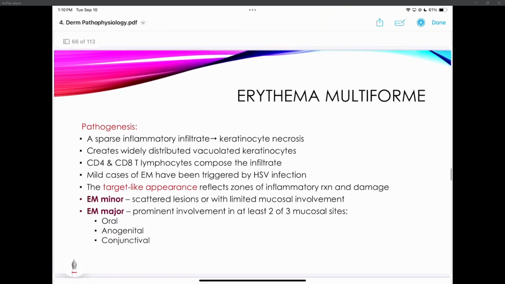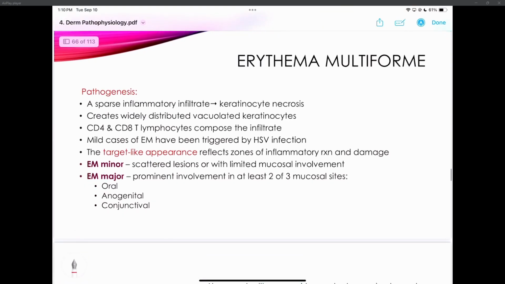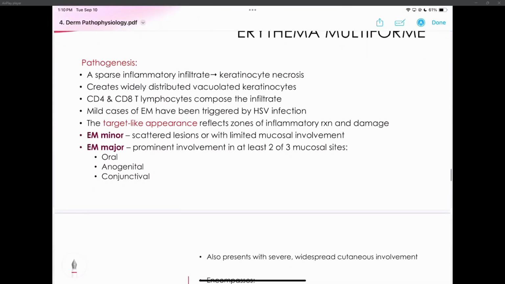Pathogenesis, again, sparse infiltrate from inflammatory processes causing necrosis of your skin cells. When that necrosis occurs, that causes that vacuole to be developed. It's basically just a hole. Nothing's inside because the necrosed tissue, dead tissue, doesn't take up any more space, and it goes away. We get CD4 and CD8s here. Mild cases have been triggered by just your herpes simplex infection, target-like appearances.